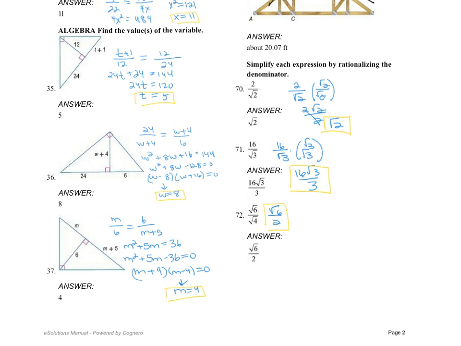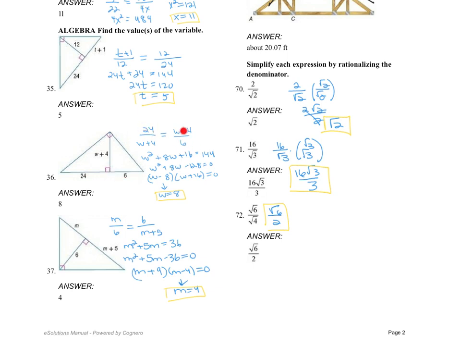Looking at number 35, find the values of the variable. So if we look, we have an altitude, and so there's 12 and 12, and then 24 and t plus 1. So I'm going to cross multiply here, subtract my 24, and then divide by 24 to get t equals 5. In number 36, there's my altitude, w plus 4, w plus 4, 24 and 6, there we go.